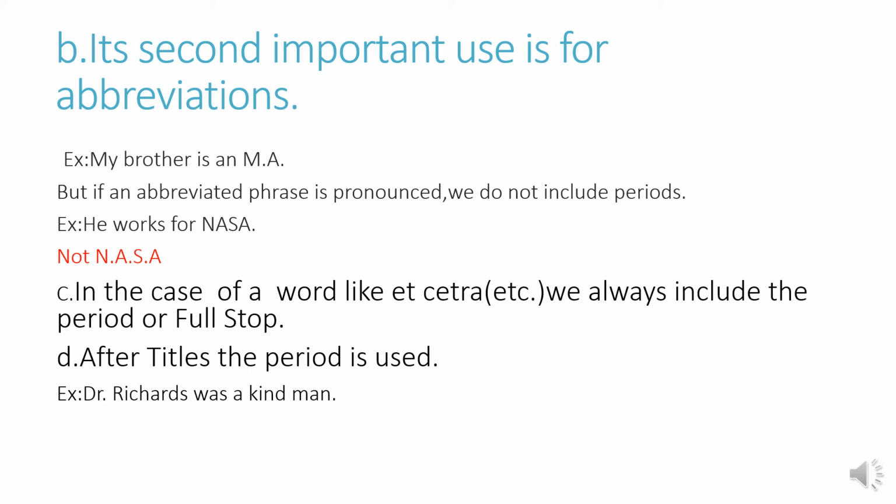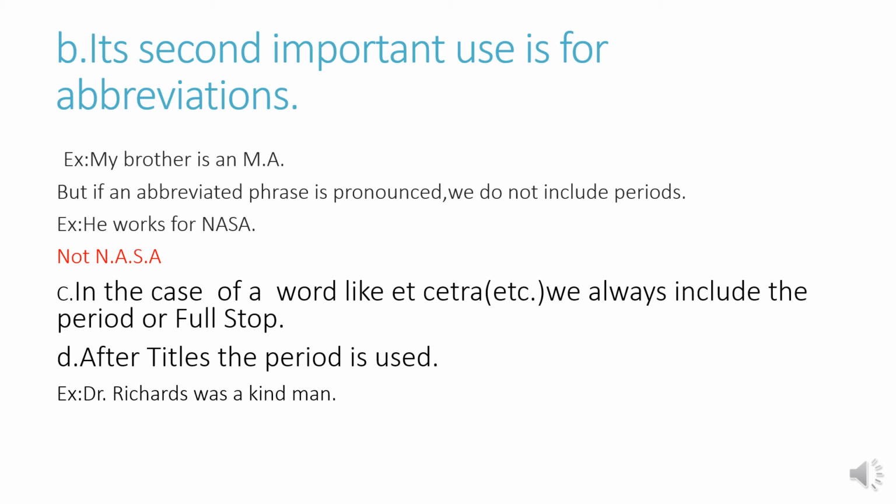Number B, the use of full stop is basically for abbreviations. Whenever we are marking something in its abbreviated form, like if it is about any degree like MA, LLM, MSc, BSc, CA, or BCom, MCom, LLB, all these types of abbreviations will use full stops or periods.